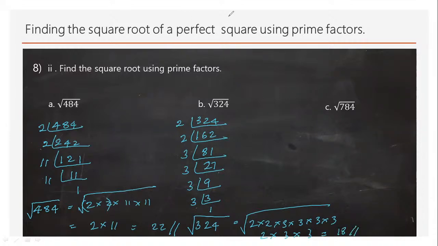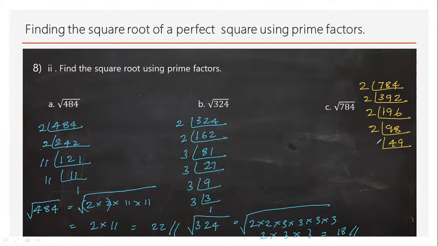And 784, I will use the yellow color for this. 784 divided by the smallest prime number 2, 392. Again divide by the smallest prime number 2, 196. Again divide by the smallest prime number 2, 98. Divide by 2, 49. Divide by 7, right? 49 is divisible by 7. Then 7. Again divide by 7, 1.